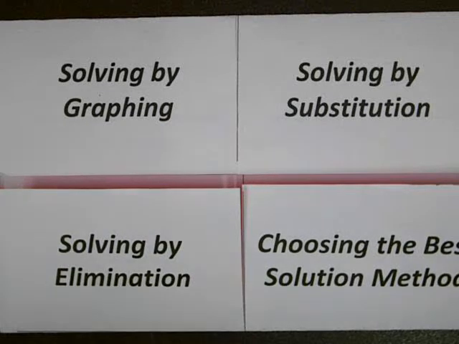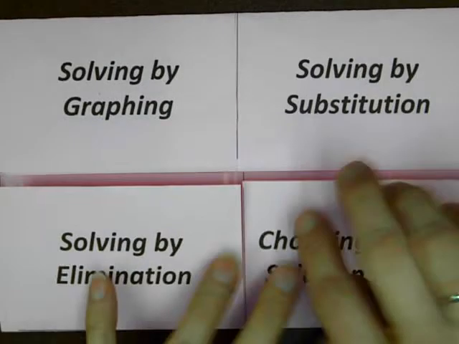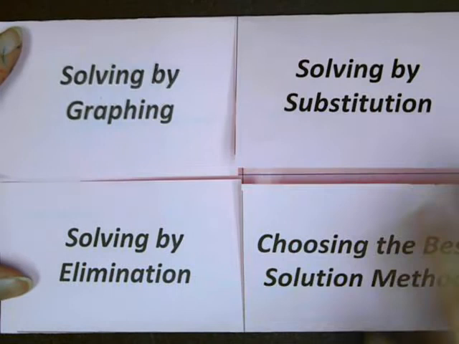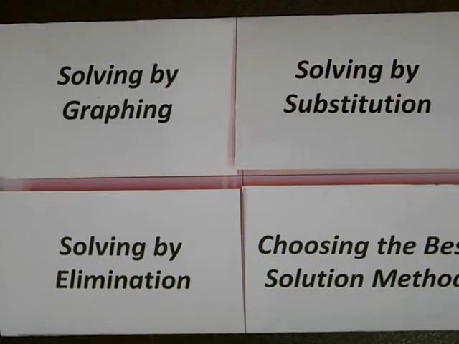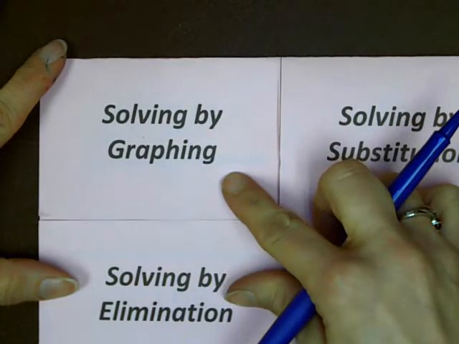Okay, you should all have this little foldable that you got from class with the little slits already cut. Okay, so you should have 4 little sections here. We're going to review each of the methods for solving a system and then try to get good at determining when we should use each one. So let's take a look at this first little foldable right here, solving by graphing.